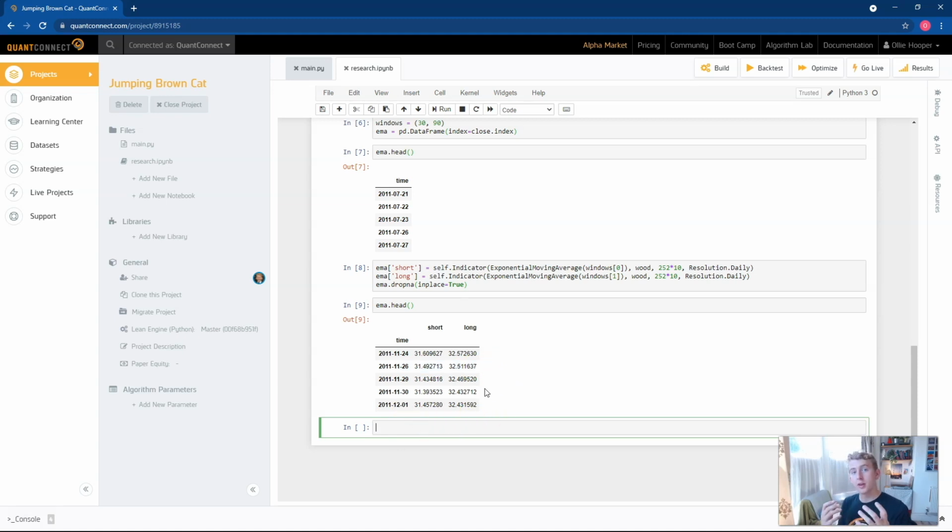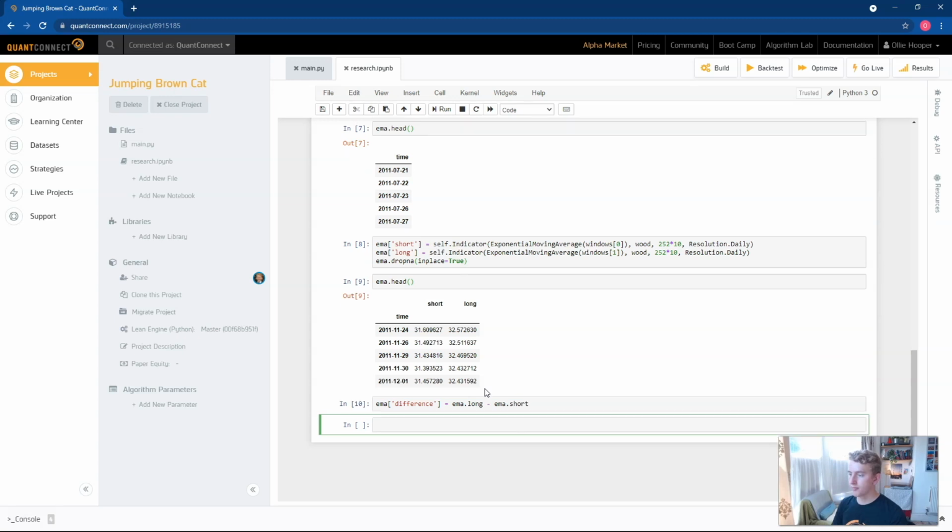So we're going to be looking for a crossover, and a way to manipulate our data frame to find these crossover points is first by taking the difference. So that's going to be EMA.long minus EMA.short. And then we're going to be creating our two different signals. So we're going to be creating a buy signal. So when the 30-day EMA moves over the 90-day EMA, that's going to be our buy signal. And then our sell signal is when the 90-day EMA crosses back underneath the 30-day EMA.